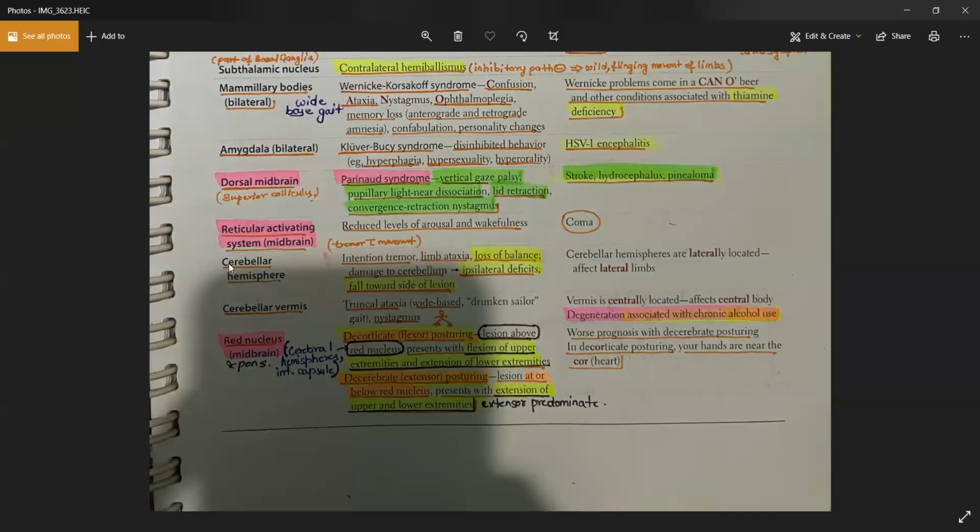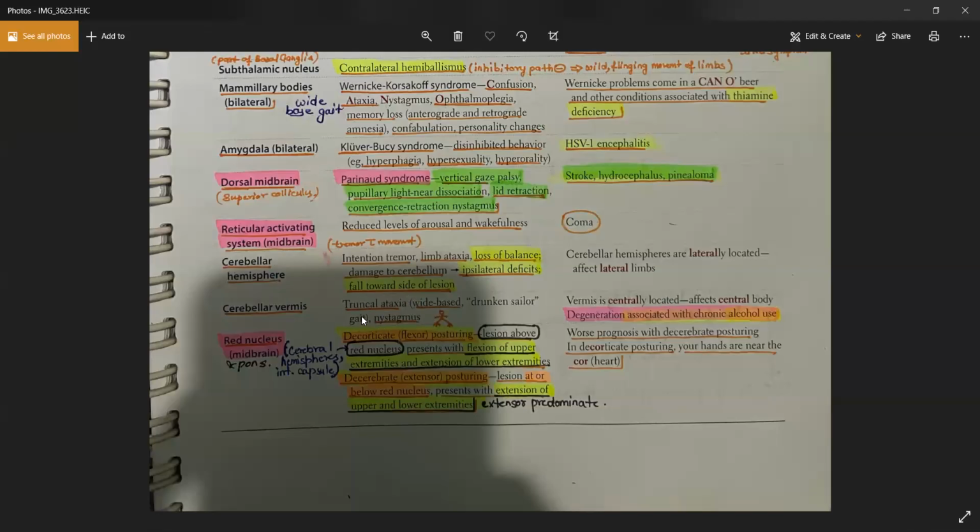Then you have the cerebellar hemisphere. Whenever damage happens, you will get loss of balance. You will get intention tremor. If you guys remember, ataxia will be there. The patient will fall towards the side of the lesion. In case the vermis is damaged, you will get truncal ataxia, right?